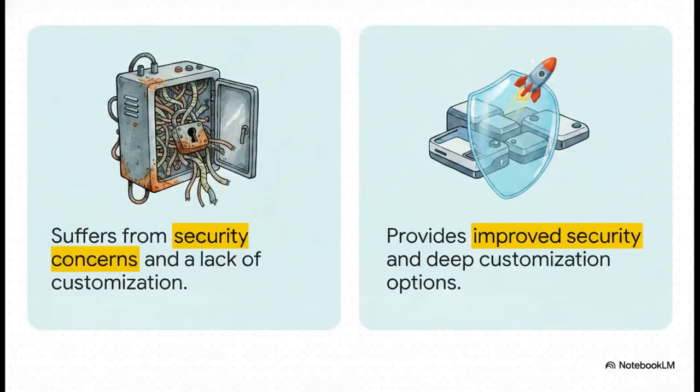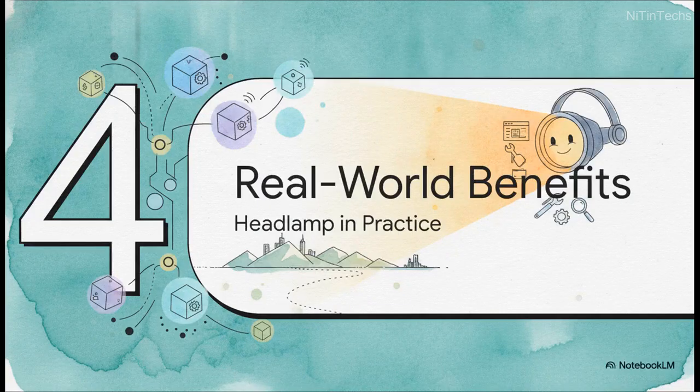When you put these two head-to-head, the contrast is just night and day. On one side, you have the traditional Kubernetes dashboard, which is getting bogged down by rigid UI and lingering security gaps. On the other side, you've got Headlamp, swooping in with drastically improved security and granular customization options. It's just a clear evolutionary step. You're basically trading in a rigid, potentially vulnerable old tool for something that is modern, secure, and entirely adaptable to how you actually work.